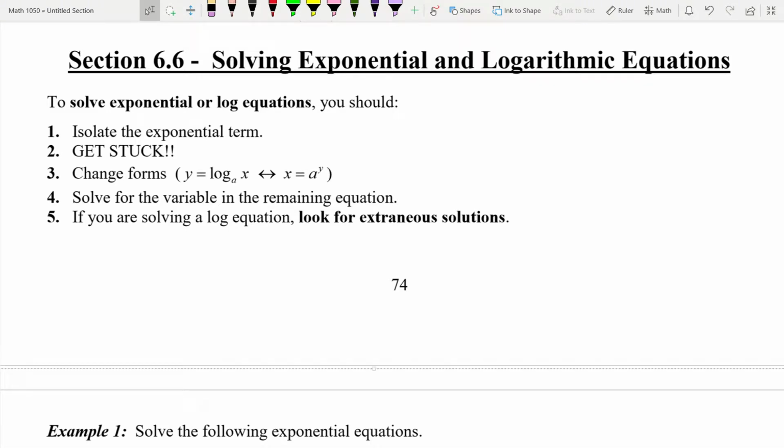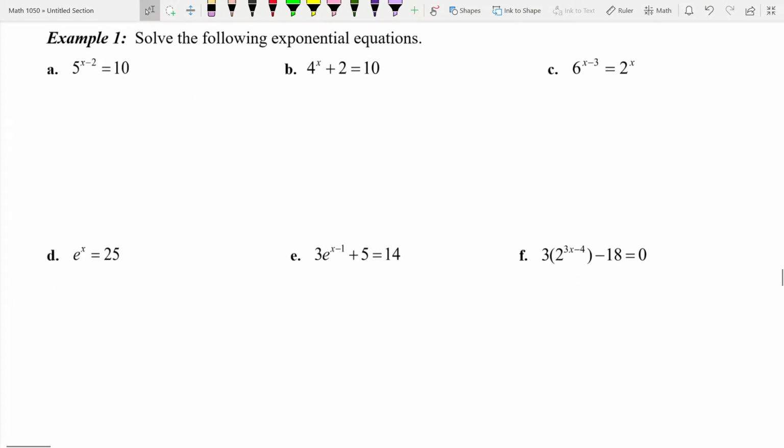All right, this is lesson 6.6. Lots of exponential and log equations. Look at the steps. Step number 1, get the exponential or the log alone. Then you're stuck. Then you convert it, and then you solve it, and then if it's a log, you check it. So it's really pretty simple.